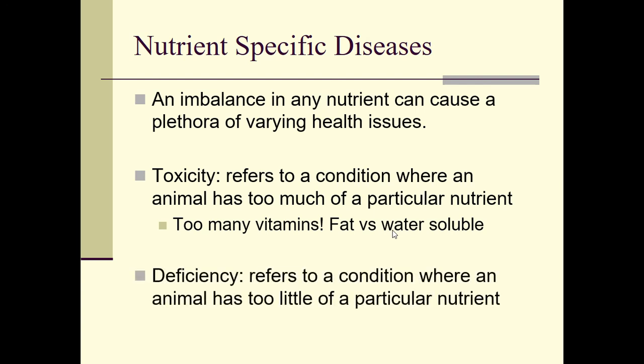The opposite of a toxicity is a deficiency. And a deficiency occurs when they have too little of a nutrient. So, for whatever reason, poorly balanced diet, etc., they're not eating enough of something.